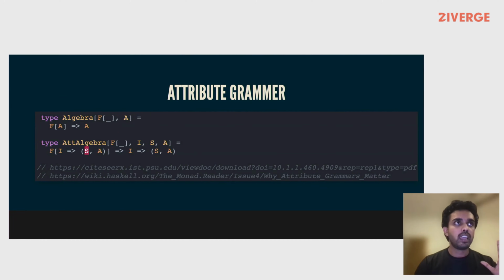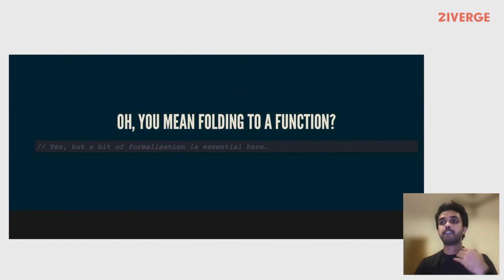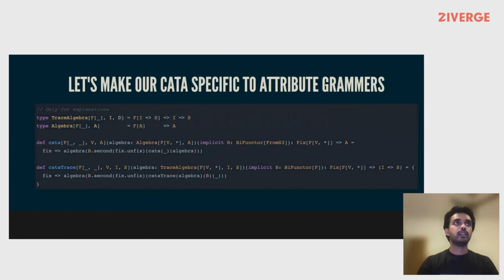What that means is we dealt with f of a to a. Now we are going to deal with f of a, but just that a is a function. F of a function to a function. So you're folding to a function. And that's it. Like you're folding, you're making use of catamorphism, but you're folding it to a function.